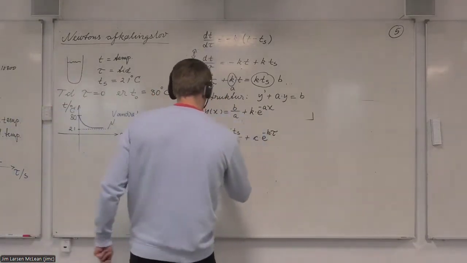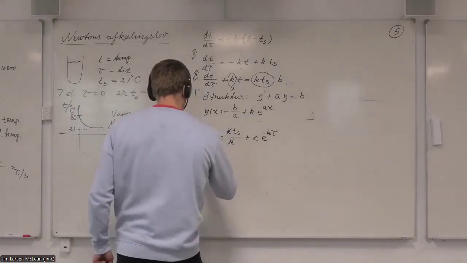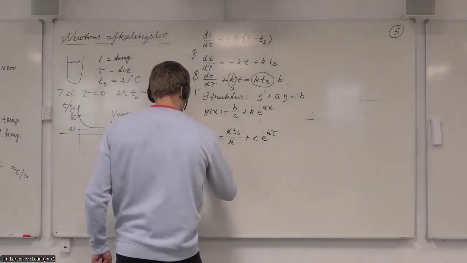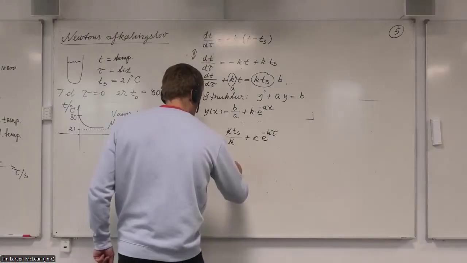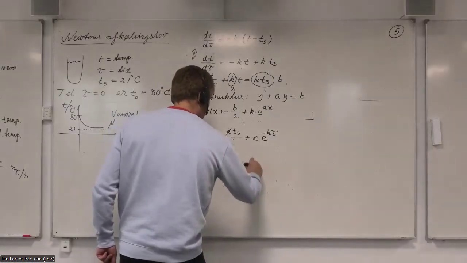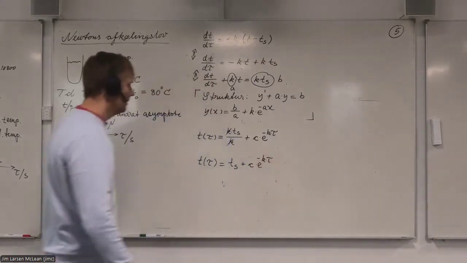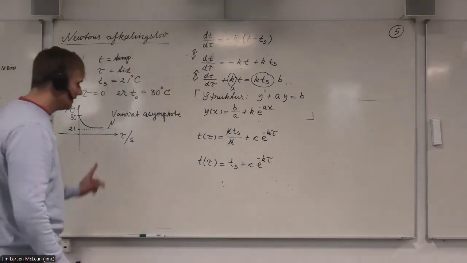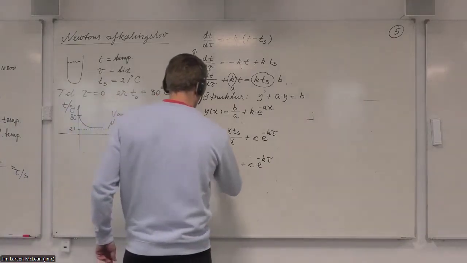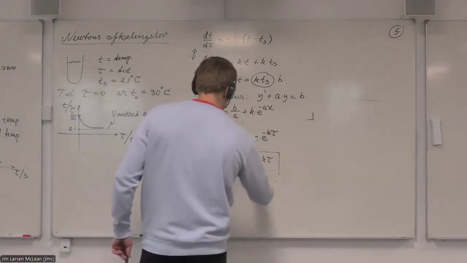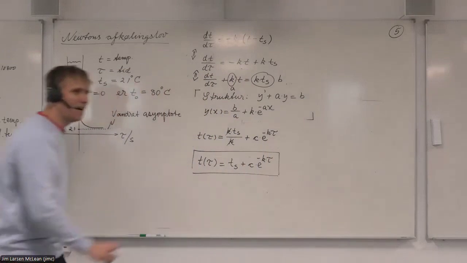And if I just write it out clearly, I get that the temperature of the coffee as a function of time tau, measured in seconds, is equal to the room temperature plus a constant times Euler's number raised to the power of negative K times time tau in seconds. This is the complete solution. So this solves all problems where coffee cools in a room with constant temperature.